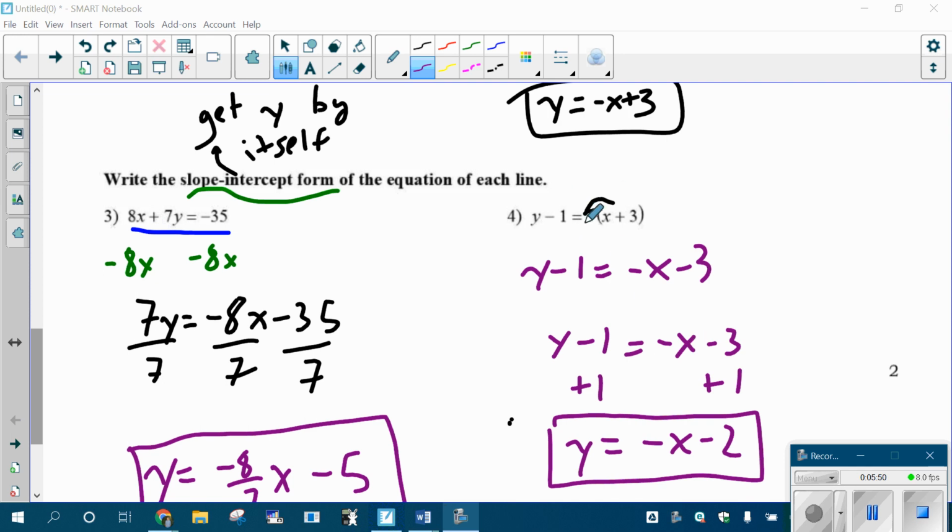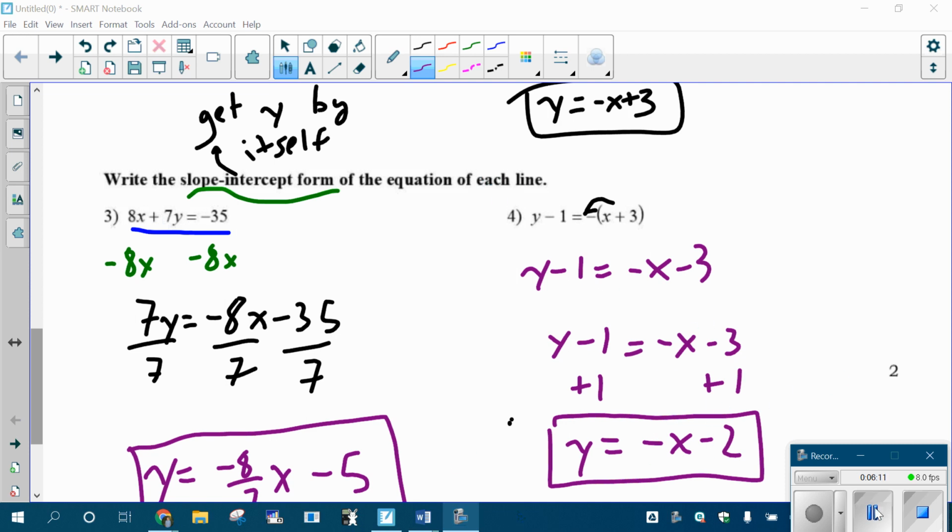Okay, I distributed the negative. I got y minus 1 equals -x minus 3. Added 1 to both sides. I got y equals -x minus 2. That's in y equals mx plus b form, slope-intercept form. I could then look at this, and someone could say, what's the slope? And I'd say -1. They could say, what's the y-intercept? And I could say -2.